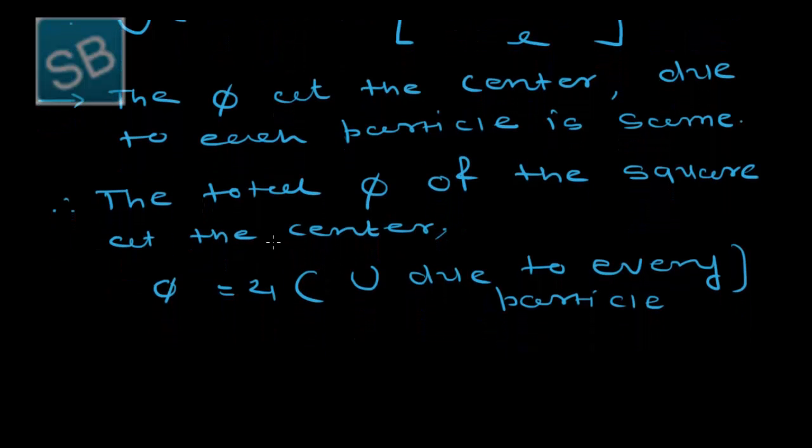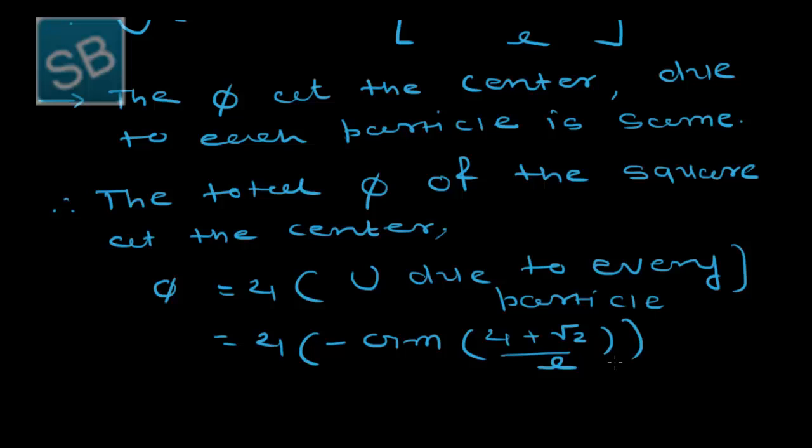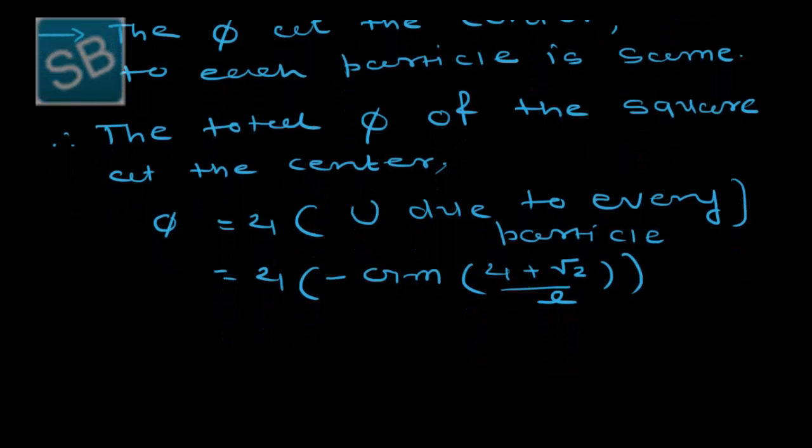And so I can write down 4 into minus Gm into 4 plus root 2 divided by L. And I am taking this 4 plus root 2 divided by L as minus Gm over R. So I am taking 1 over R is equal to minus 4 times G into M over R.